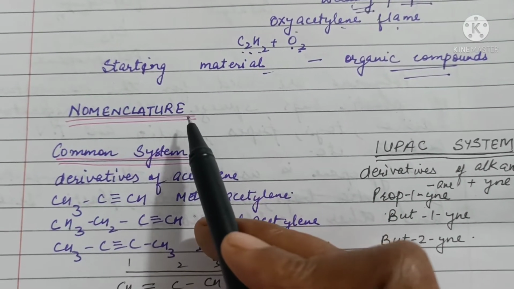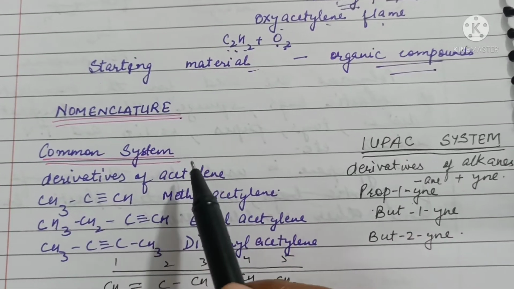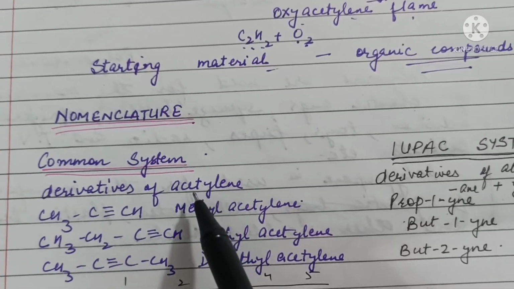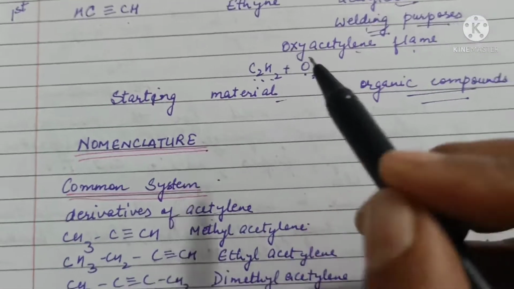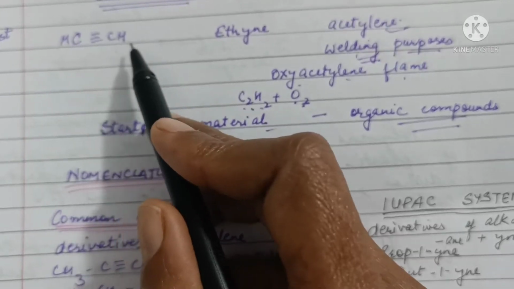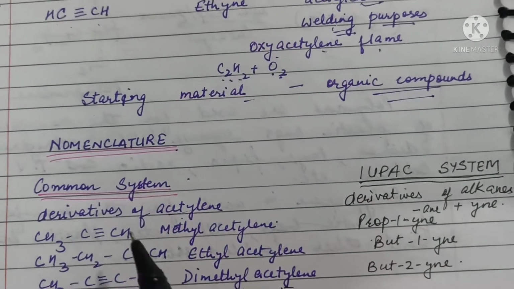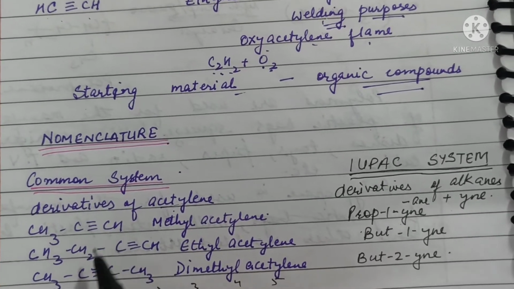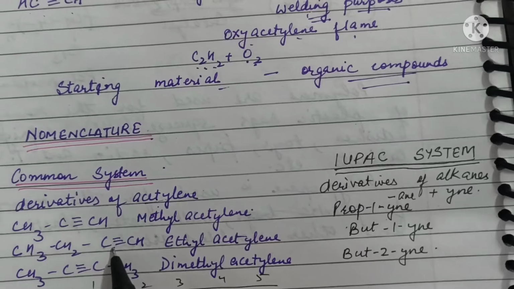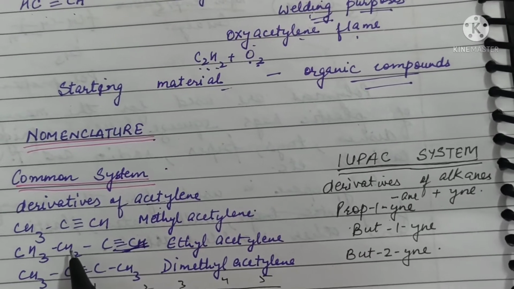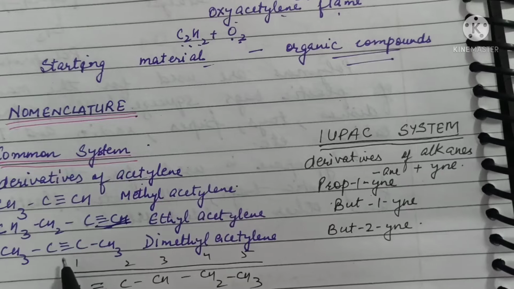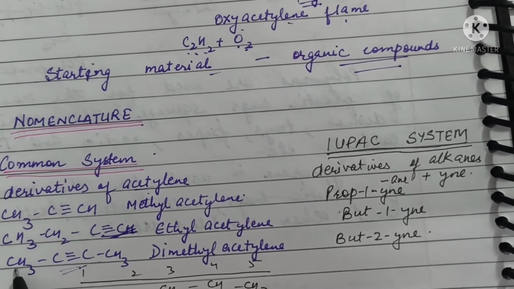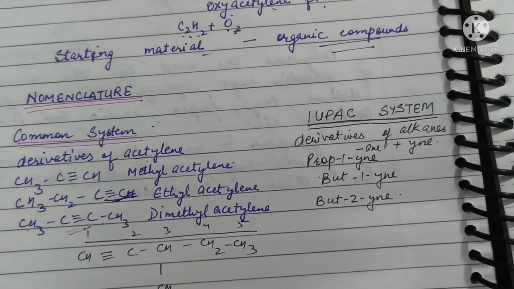Nomenclature of alkynes, we can name them by 2 methods. In common system, we can name them as derivatives of acetylene. So CH triple bond CH is acetylene. This compound will be called, because this is acetylene, methyl acetylene. This will be called ethyl acetylene. This will be called, this is 2 carbon compound, dimethyl acetylene.